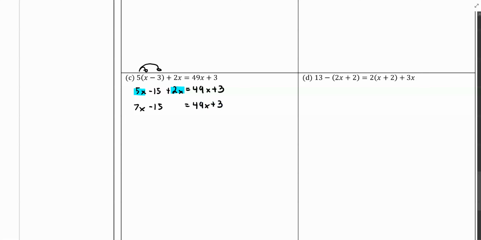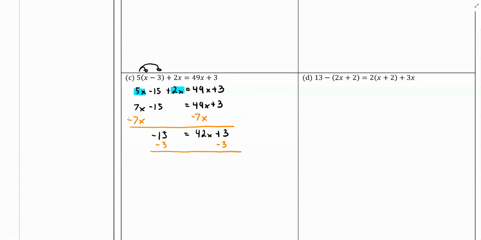Okay, step 2, kill off the smaller x, which for this problem is going to be the 7x. So I will subtract 7x from both sides. On the left-hand side, this gives us negative 15. And on the right-hand side, we have 42x plus 3. From here, we will isolate x by first subtracting 3 from both sides, giving us negative 18 equals 42x.